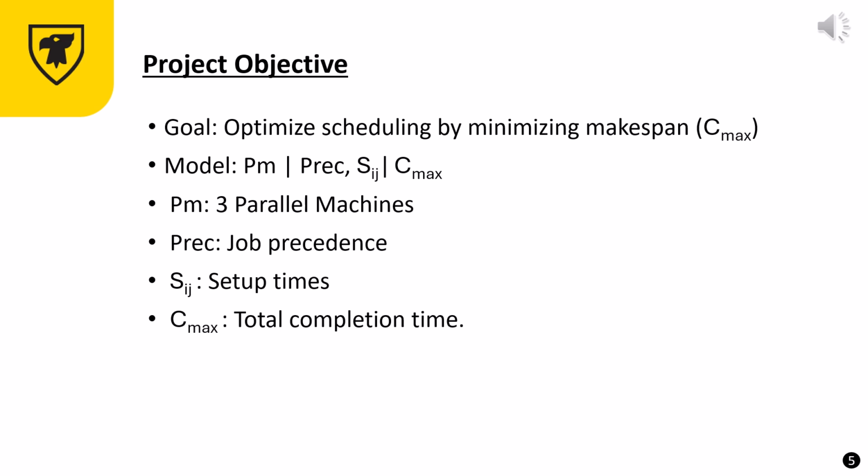In this slide, the main objective of the project is to optimize job scheduling by minimizing the makespan, represented as Cmax. We modeled the problem as Pm, precedence, Sij, Cmax. Here, Pm stands for three parallel machines, precedence is required, and Sij represents the setup time between jobs, and our goal is to schedule these jobs efficiently while reducing the total completion time.